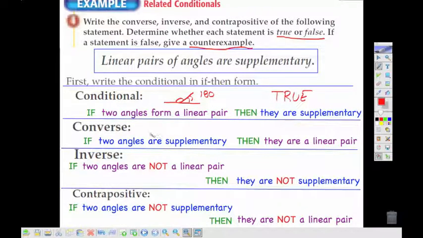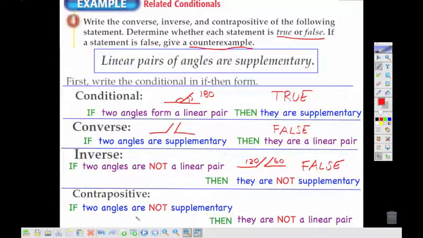The converse of this says that two angles are supplementary. Well, I can draw two supplementary angles that are not connected, which means they're not giving me a linear pair. That contradicts my conclusion, making my converse false. In the next one, it says if two angles are not a linear pair, well, again, I can draw the same picture. They're not supplementary? Well, that's not true. If I have 120 degrees and 60 degrees, then they are supplementary. They're also not a linear pair, and so this statement, the inverse, is also false.